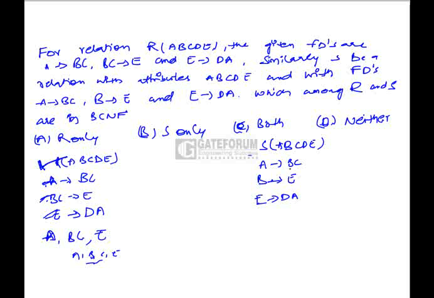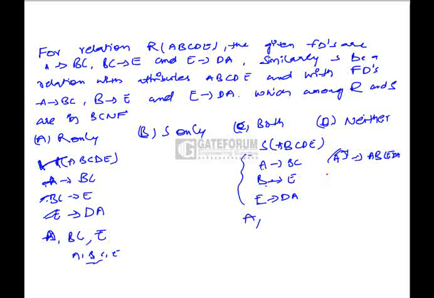Let us check S. The FDs for S are given as A gives BC, B gives E, and E gives DA. Let us find the candidate keys for this relation. If we find A plus, that means A closure, from A we derive BC, so A plus gives A, B, C, from B we can get E, from E we can get DA. That means from A we can derive all the attributes.